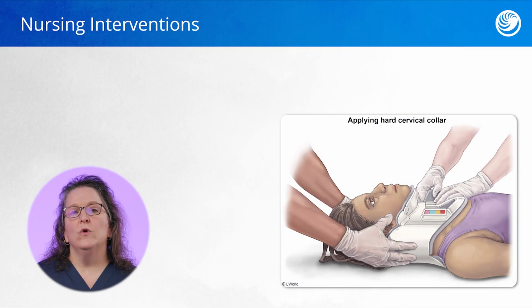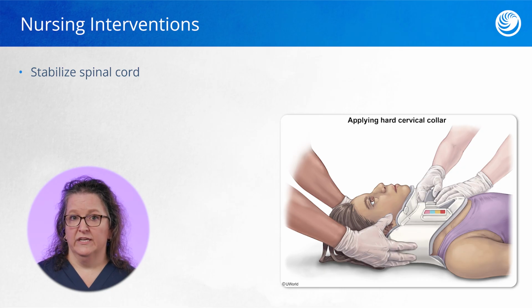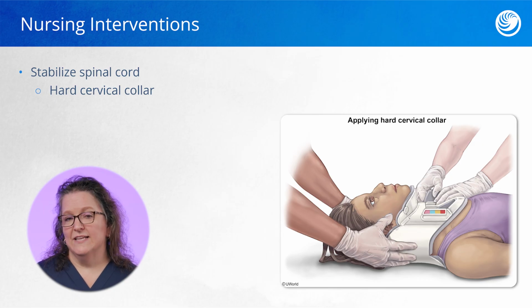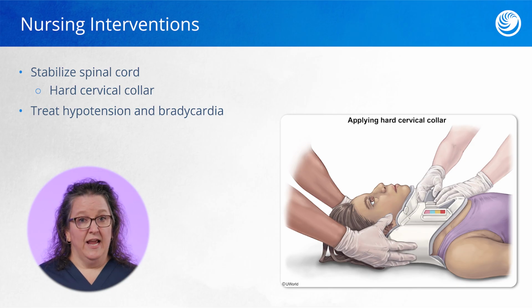Nursing interventions. We want to stop shock in its tracks. If a client is at risk and starts to show clinical manifestations of neurogenic shock, we need to take action. We want to help return the sympathetic tone. But first we need to stabilize that spinal cord injury if the client has one. You can see here in the image the use of a hard cervical collar. We want to protect the client's airway, and then we want to stabilize the injury to prevent further injury or permanent disability. Then we want to treat hypotension and bradycardia.